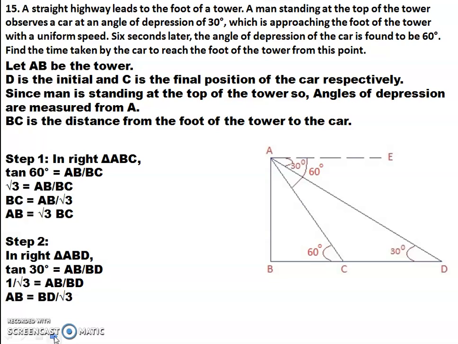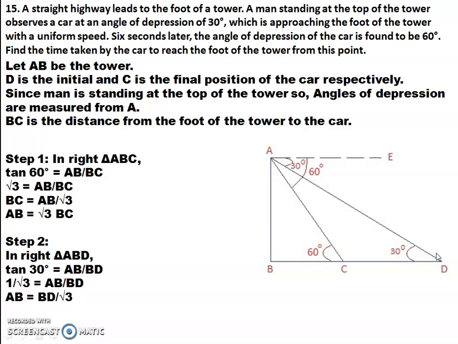A straight highway leads to the foot of a tower. A man standing at the top of the tower observes a car at an angle of depression of 30 degrees, which is approaching the foot of the tower with a uniform speed. 6 seconds later, the angle of depression of the car is found to be 60 degrees. Find the time taken by the car to reach the foot of the tower from this point. Let AB be the tower.